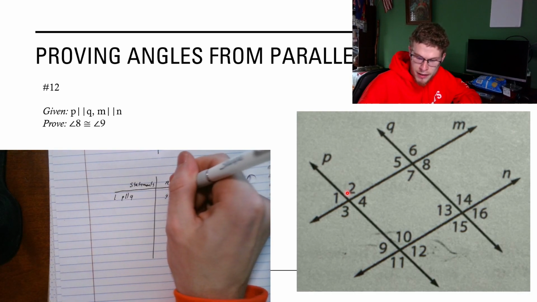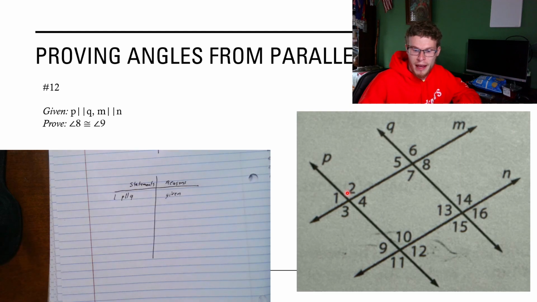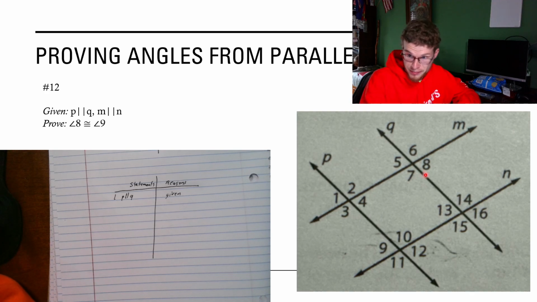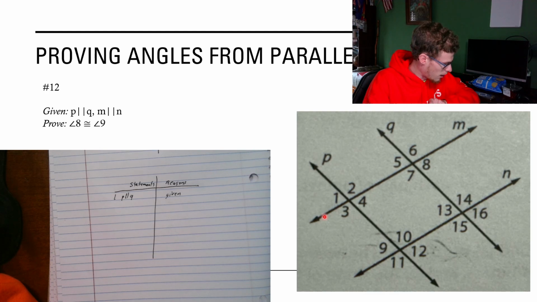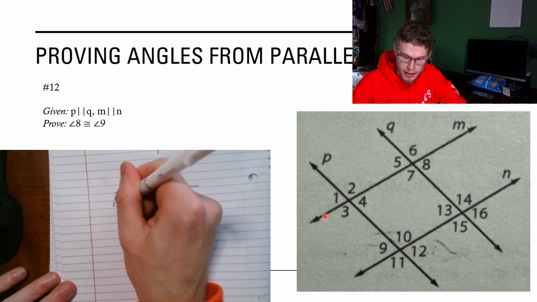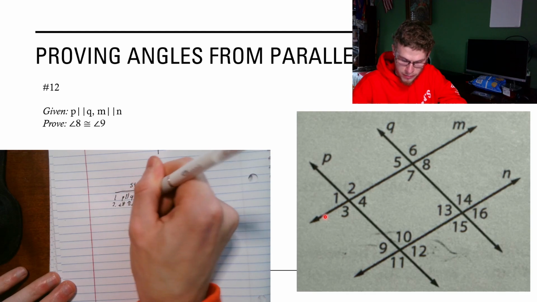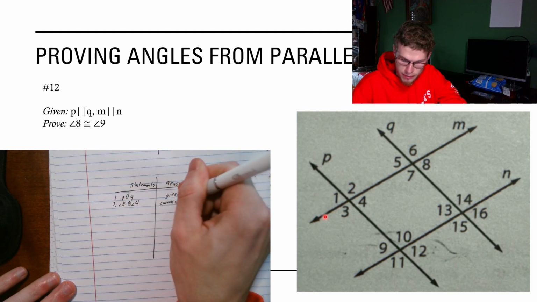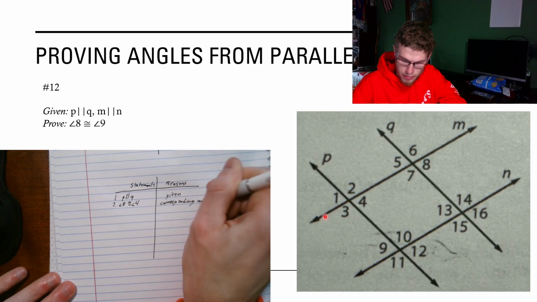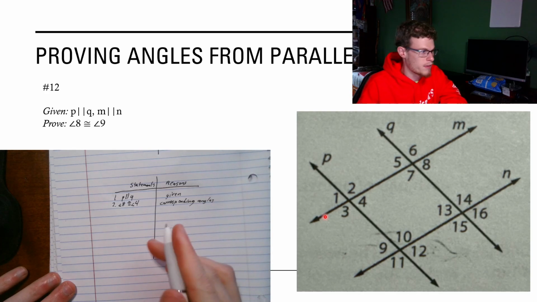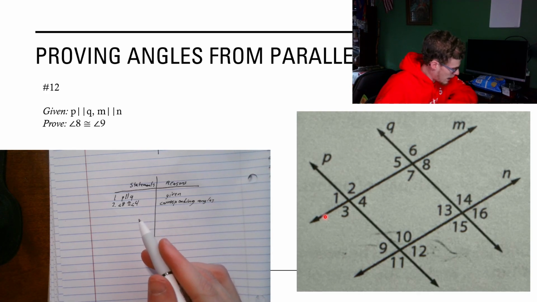So again, I am given this information, right? So if I know that P is parallel to Q, how can I get to this point? I can see that, first of all, angle 8 and angle 4 are, in fact, congruent. Why? Because they're corresponding angles. So I'm going to do that. Angle 8 is congruent to angle 4. Why? Corresponding angles.